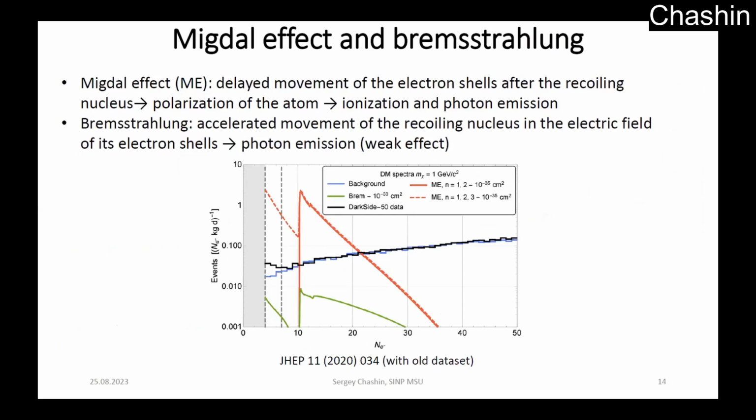So lastly, the atomic effects. The delayed movement of the electron shells after the recoiling nucleus can result in the polarization of the atom, which can lead to ionization and photon emission. This is called the Migdal effect. Also, accelerated movement of the recoiling nucleus in the electric field of its electron shells can be followed by Bremsstrahlung photon emission. But as can be seen on this slide, the rate of this effect is quite low, and for the current exposure, this effect is negligible.